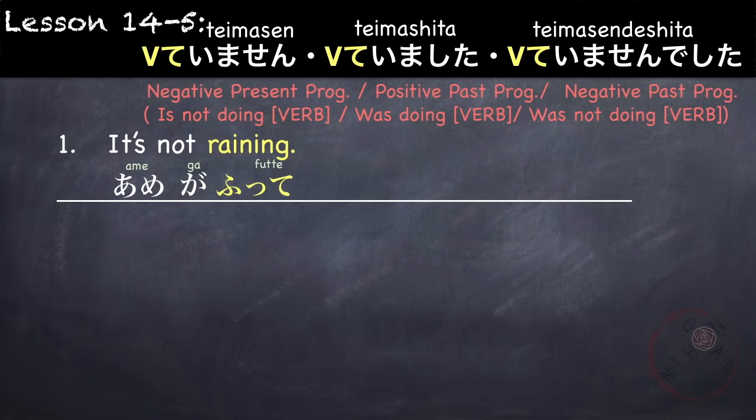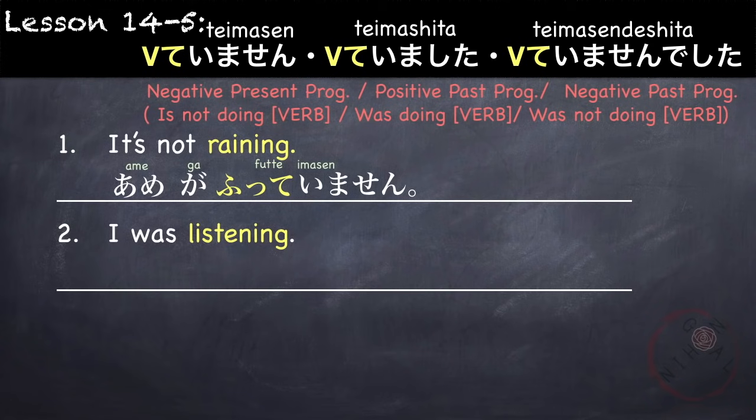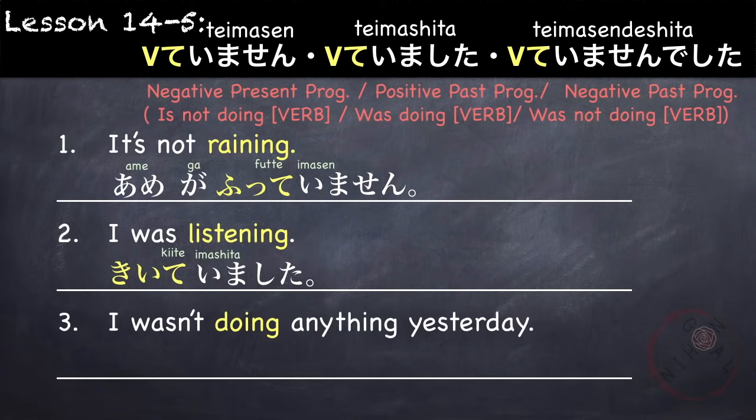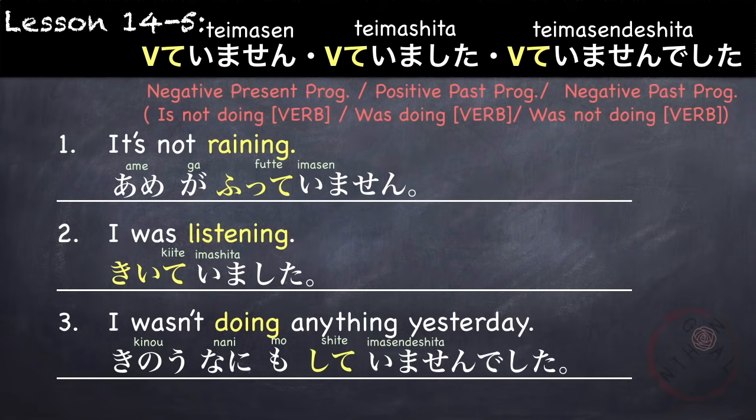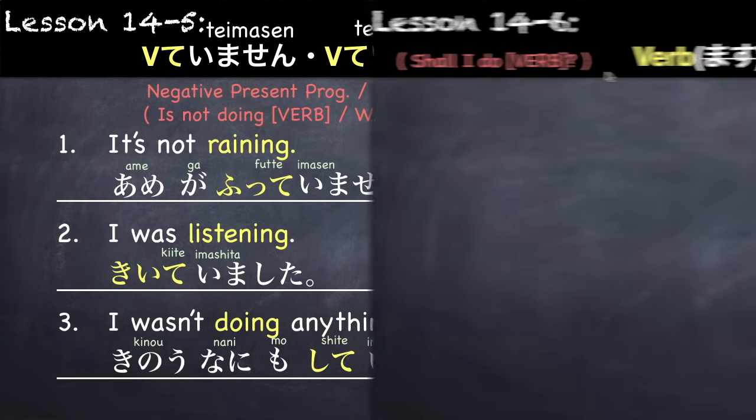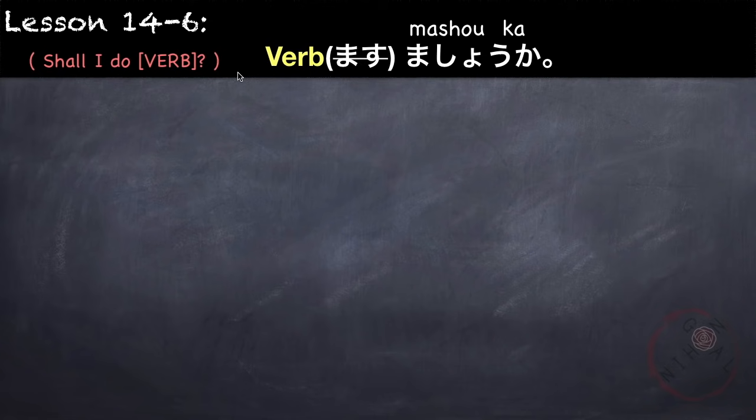Ame ga futteimasen. 雨が降っていません. So, います becomes いません. I was listening. So, this is a positive past progressive sentence. Was doing verb. 私は聞いていました. Next is I wasn't doing anything yesterday. This is a negative past progressive sentence. Was not doing verb. 私は昨日何も, so nothing or anything, していませんでした. 昨日何もしていませんでした.